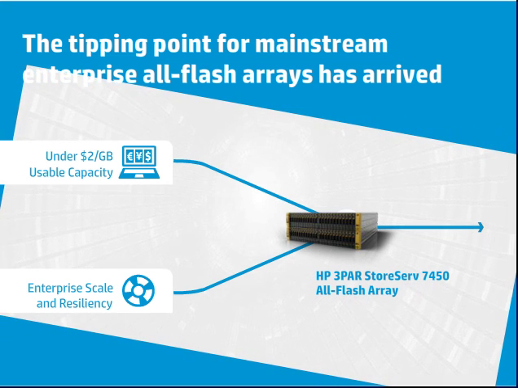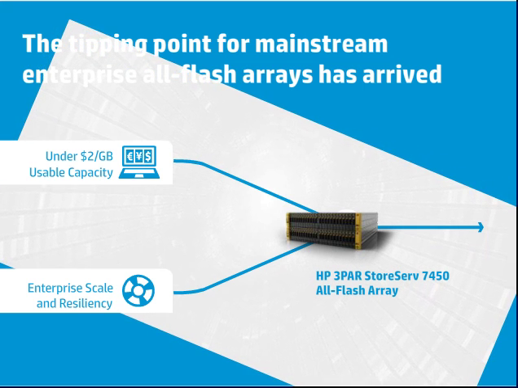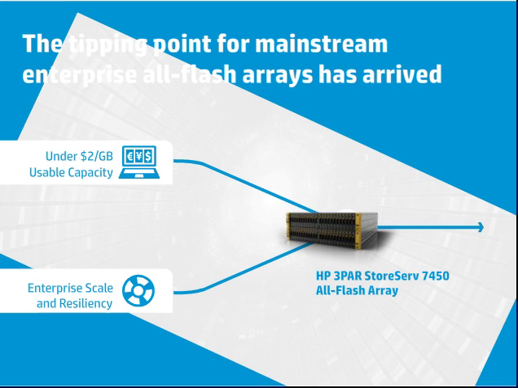So we actually believe with these enhancements and these optimizations in our 3PAR flash storage, the tipping point for mainstream enterprise flash has arrived. With under $2 per gigabyte of usable capacity on all flash storage, with the enterprise scale and resiliency and the enterprise data services that all storage administrators have come to expect, the combination of these two aspects of flash storage will really make the 3PAR platform the first choice and the dominant choice for customers seeking all flash storage for their enterprise mission-critical applications.